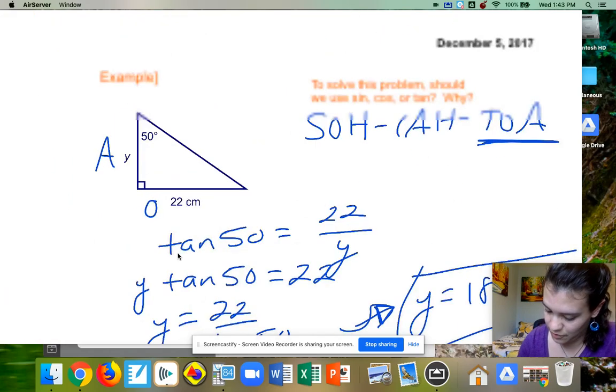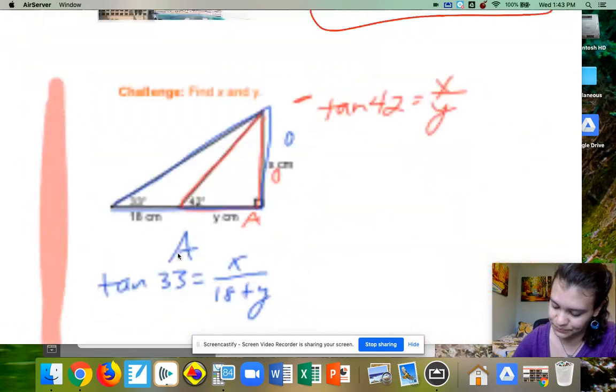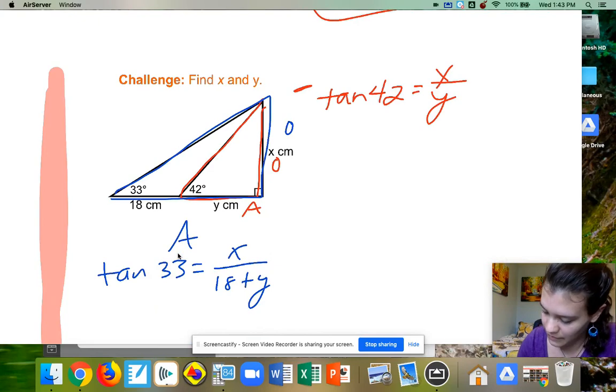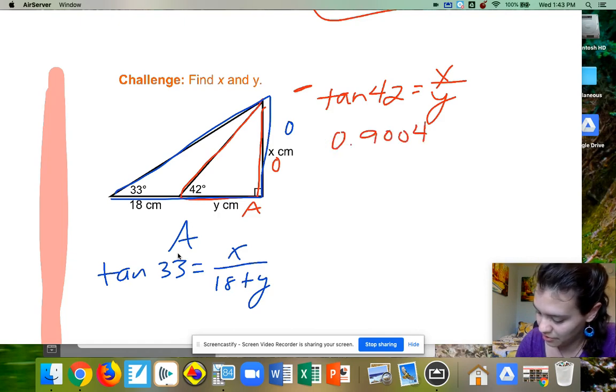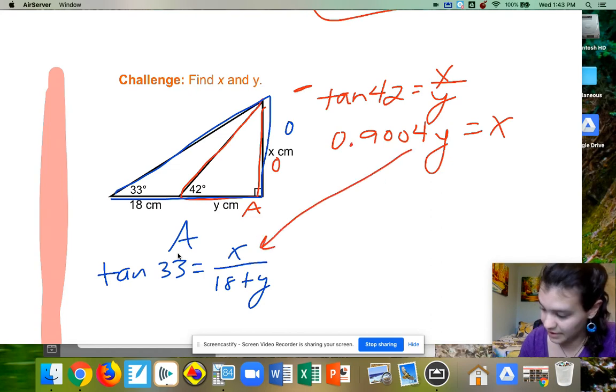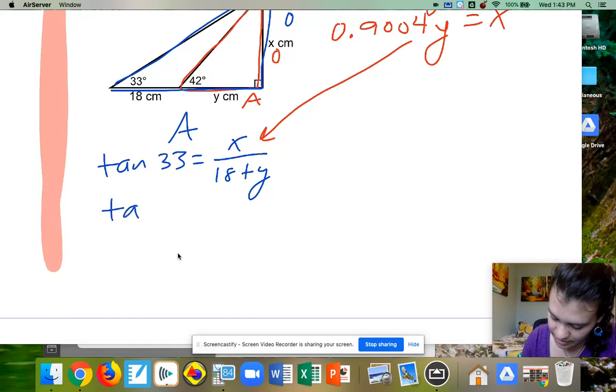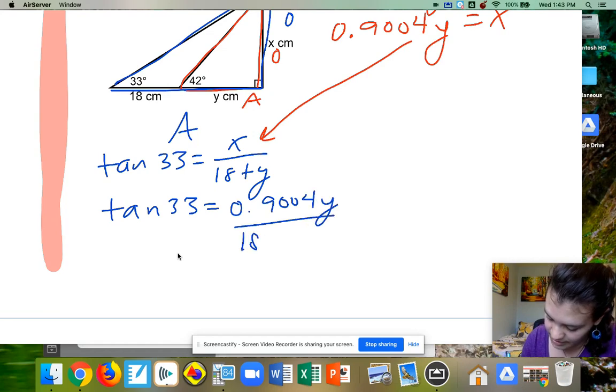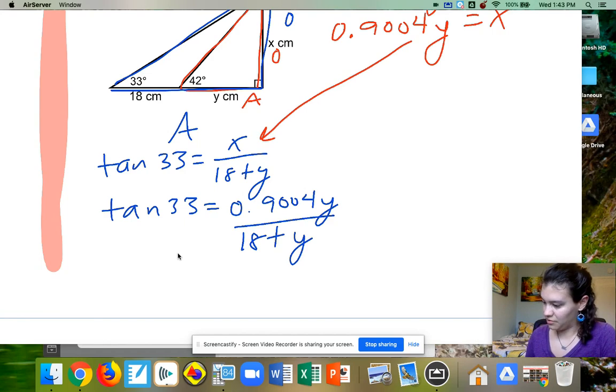So you can multiply by y over here and type in tangent of 42. We'll get 0.9004 y equals x. And then I can take this and plug it in right there for x and keep solving. We go to blue here, you get tangent of 33 equals 0.9004 y over 18 plus y. And then you can solve for y.